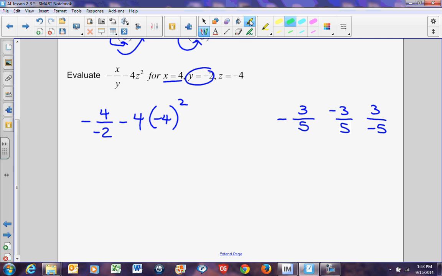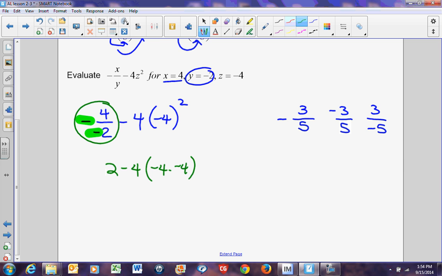Here, on this problem, I have 2 negative signs, which essentially means that these 2 negative signs will cancel each other out, and I will have a positive answer here, because a negative divided by a negative is a positive. 4 divided by 2 is 2, minus 4 times, this is negative 4 times negative 4. Now, order of operations says I need to multiply, so this becomes 16 times a negative 4. Okay, or 16 times 4, doesn't really matter, because this is a subtraction sign. So now I can do 16 times 4. 6 times 4 is 24, so that's 64.